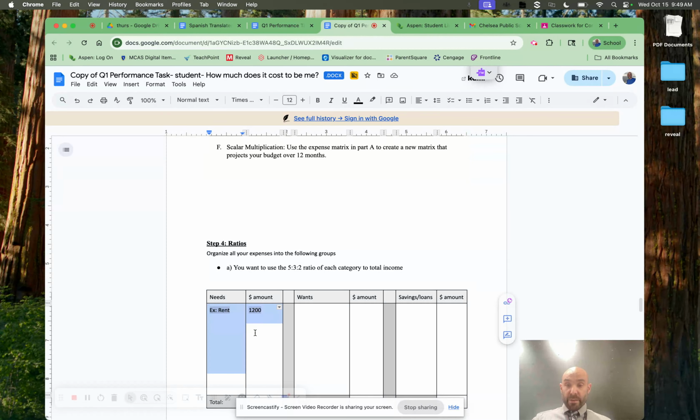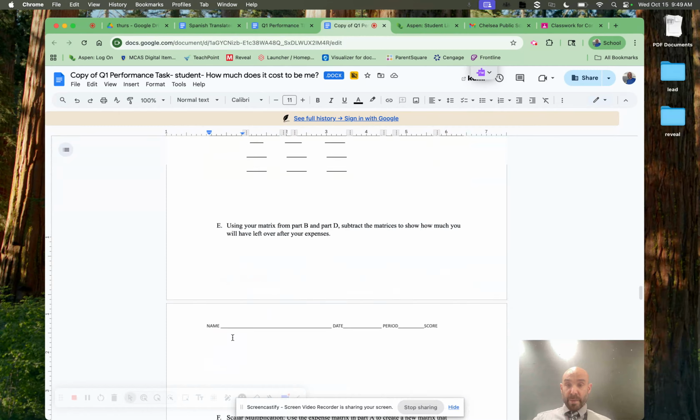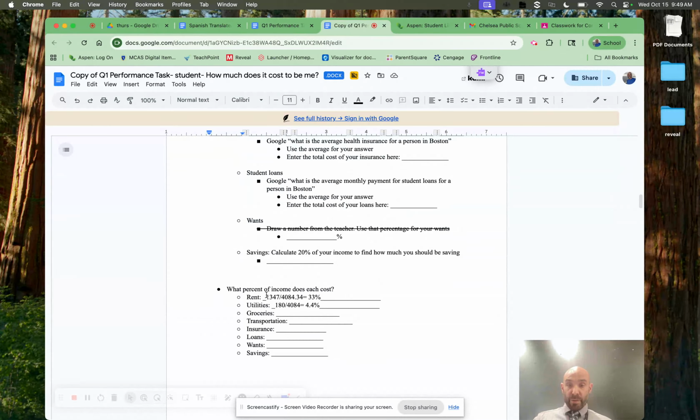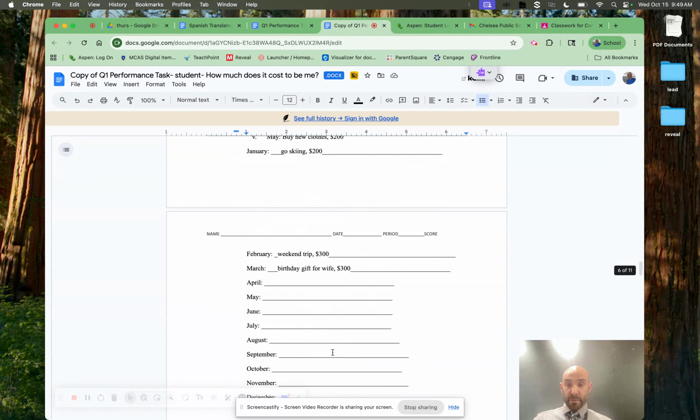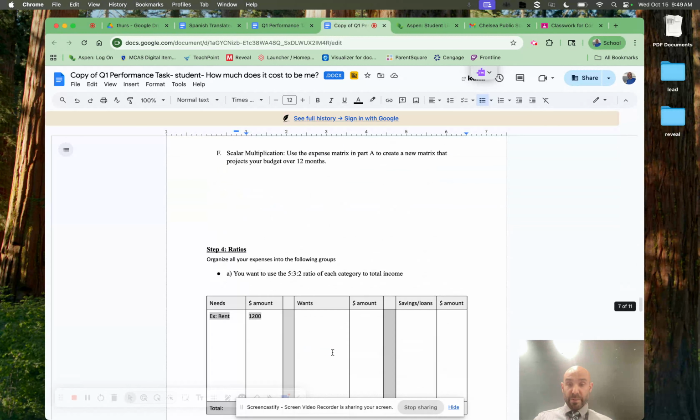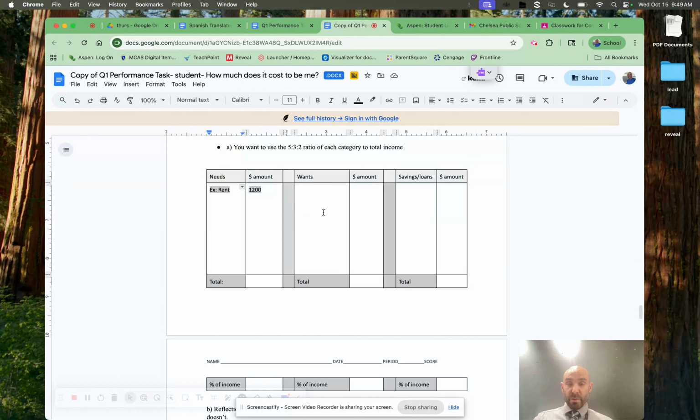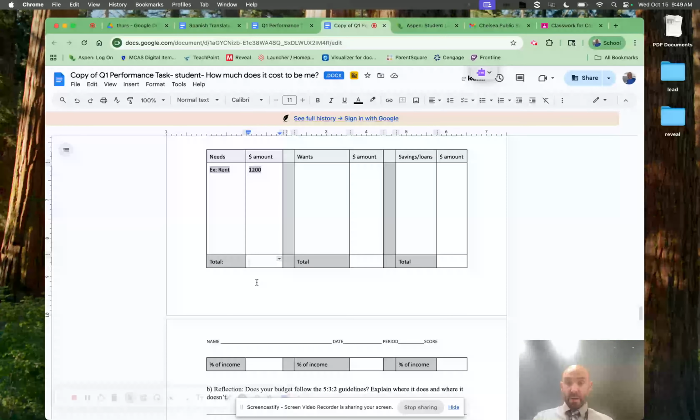And then down here, I'm going to use all the expenses I used in part 1. Put all these expenses and make sure that I'm putting them in the right category. So I think which ones are needs, which ones are wants, which ones fall into savings and loans. I'm going to put the amount and figure out the total. And then I'm going to figure out what percent of my income. So my income is $4,084. So I'm going to make sure I'm dividing out of $4,084 for each of them. So your income is going to be different.